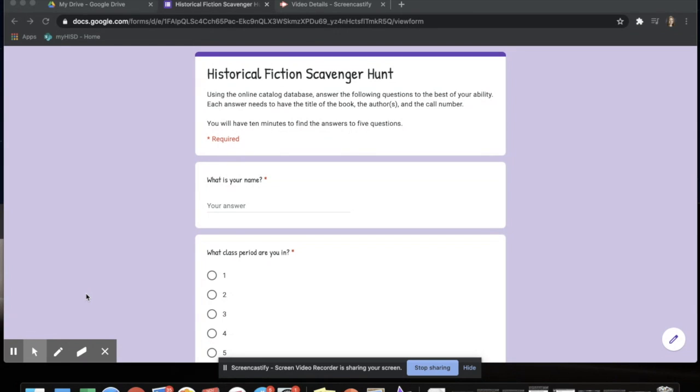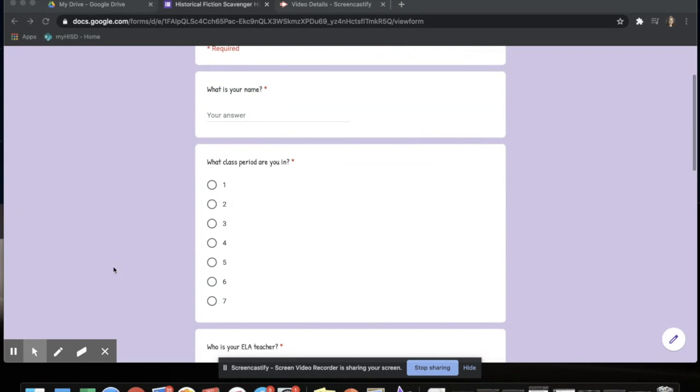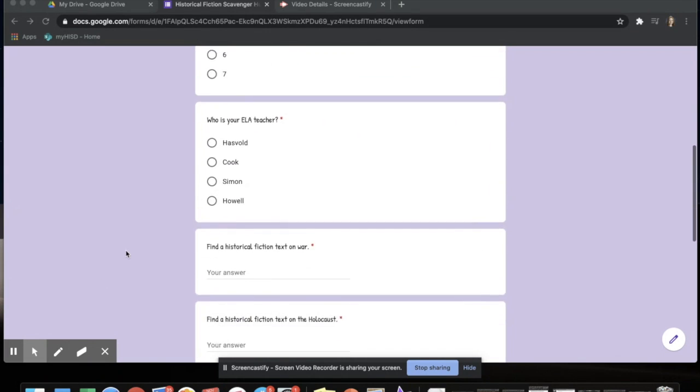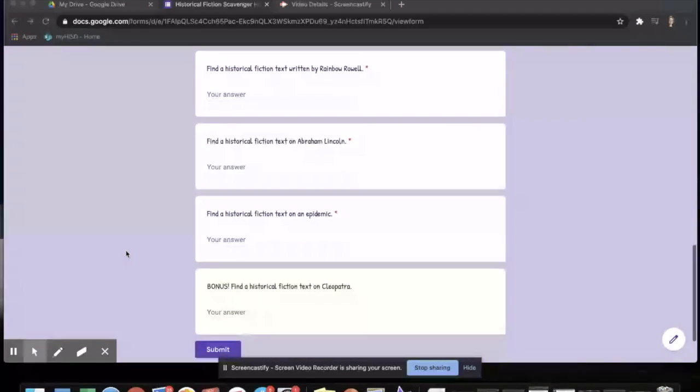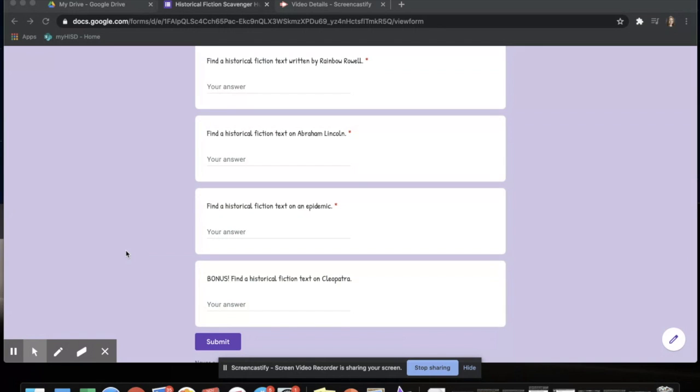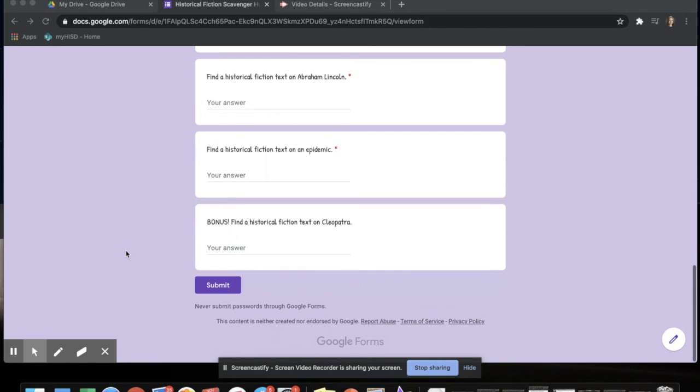It does ask for the title of the book, the author, if there are multiple authors, and the call number. They will receive 10 minutes. So again, their name, class period, and ELA teacher. A text on war, a text on the Holocaust. Rainbow Rowell, a text written by them. Abraham Lincoln, an epidemic, and just a fun bonus if they can find one specifically on Cleopatra.